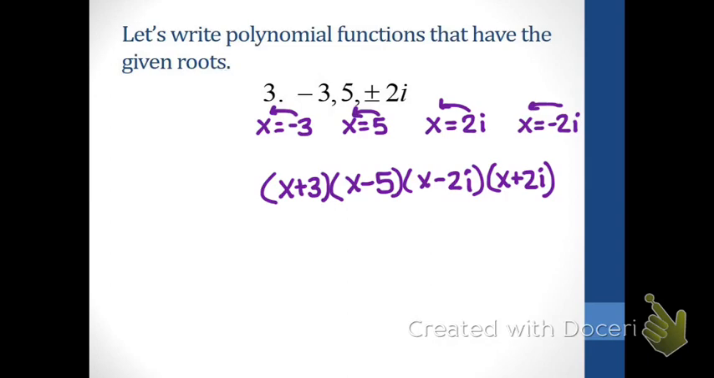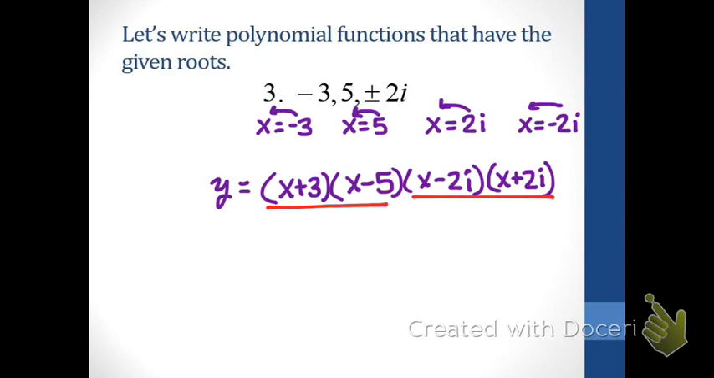And we need a y equals, or a 0 equals, or an f of x equals, because it says to write a polynomial function, so we really should write y or f of x. Okay, so now we need to multiply all this out. We're going to multiply the i's together, and then we're also going to multiply these two together and get 2 answers, and then multiply those together.